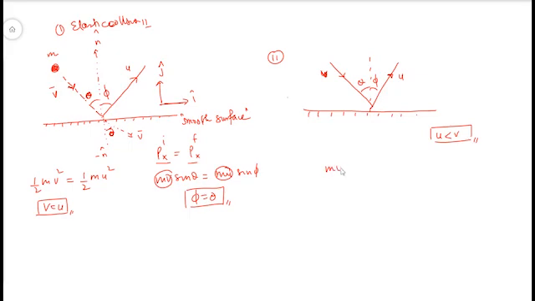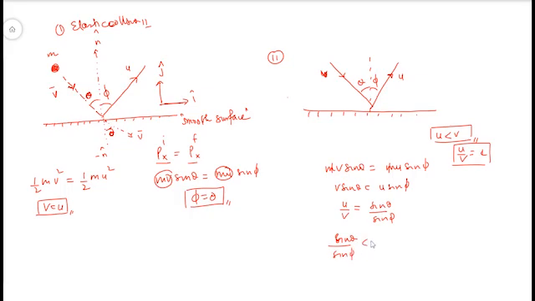So I should be able to write mv sin theta is equal to mu sin phi. Again m cancels out, so I get v sin theta is equal to u sin phi. Since u is less than v, u by v is less than 1. So u by v is equal to sin theta by sin phi, and this whole thing is less than 1, which means sin theta is less than sin phi. If sin phi is more than sin theta, then obviously phi must be more than theta.